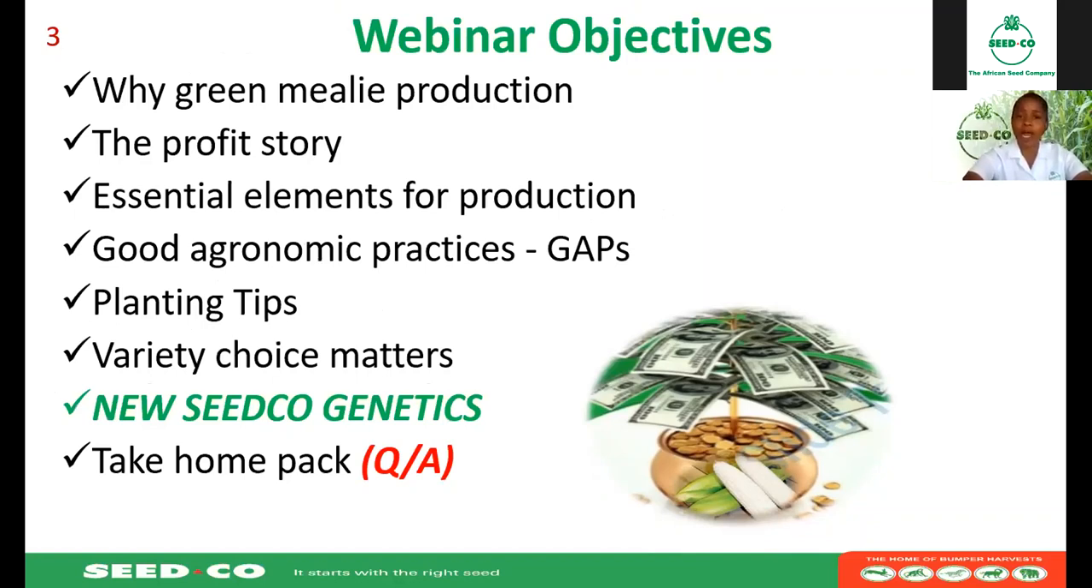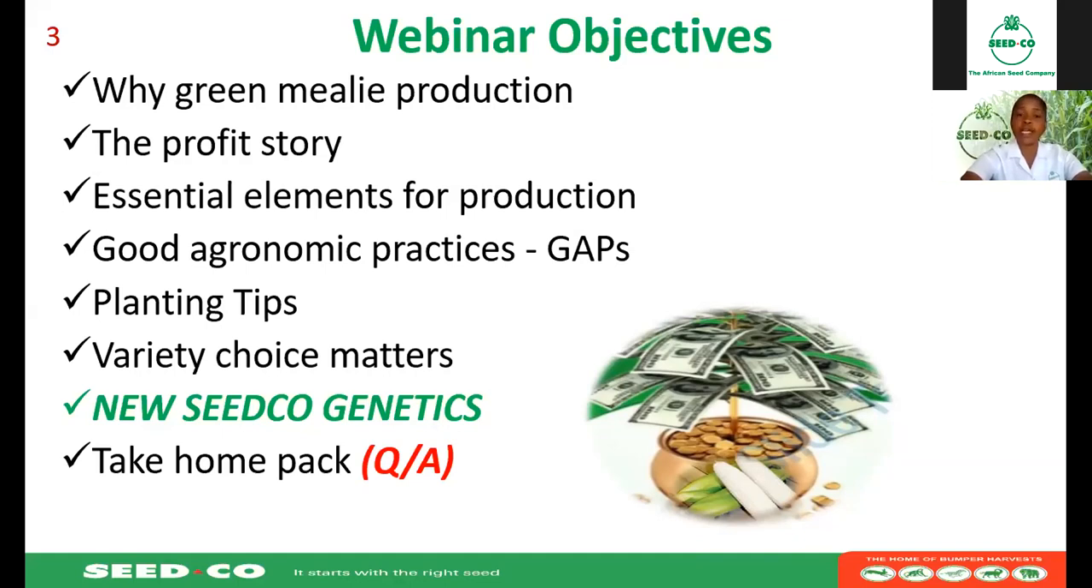Why Green Mealie Production? For any cropping venture, you need to understand why it is profitable to do it. And also you need to understand the profit story that is associated with it. Because nowadays, there's talk of farming being more of a business than an extracurricular activity. So you need to make sure that you are investing well in your business for you to get high returns.